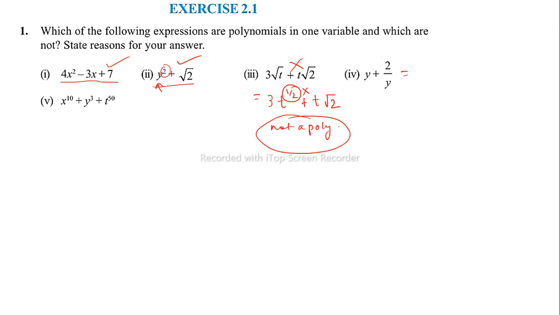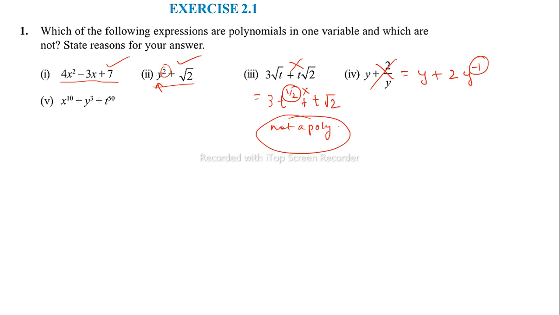Similarly, the fourth bit, y plus 2 by y, can be written as y plus 2 into y to the power of minus 1. Here also, it is not a polynomial because the power of y here is a negative number. So we cannot take negatives for polynomials. So this is also not a polynomial.